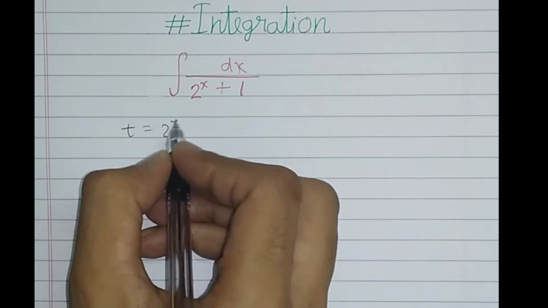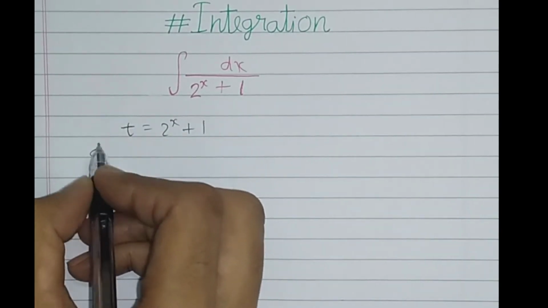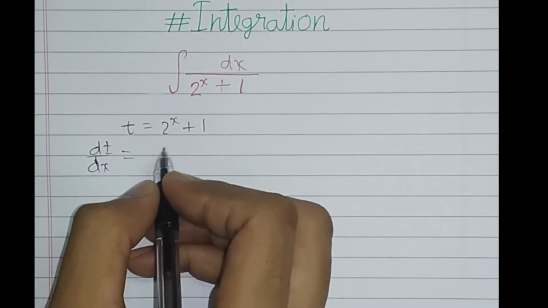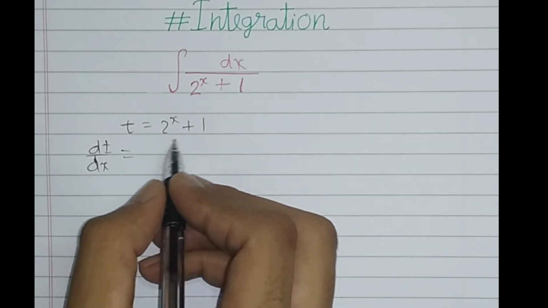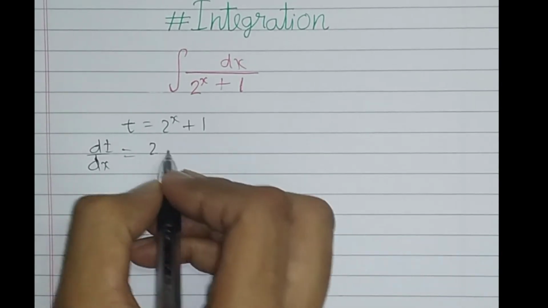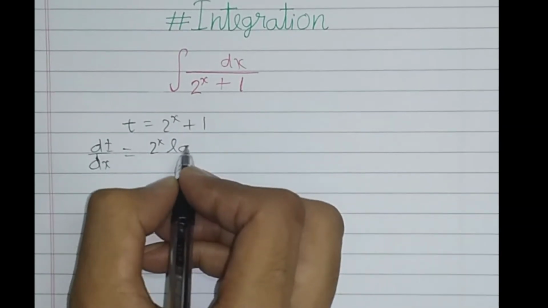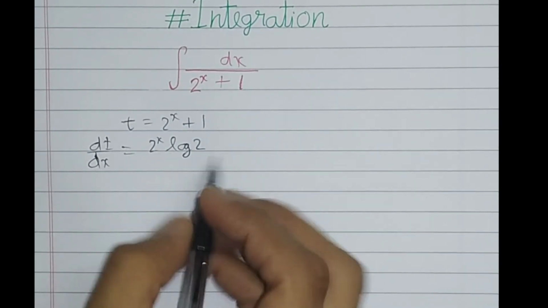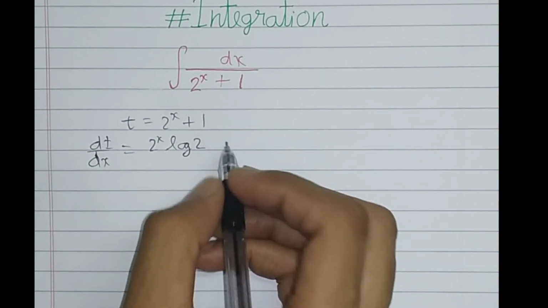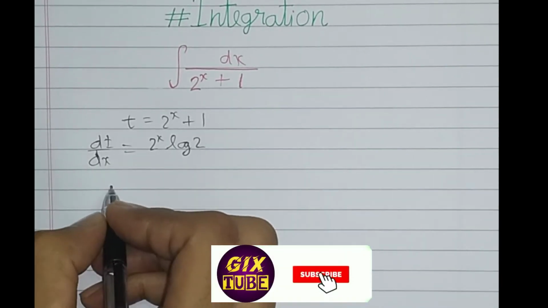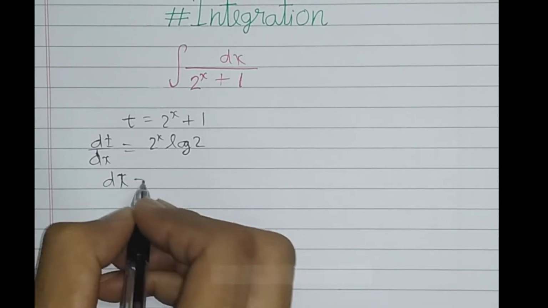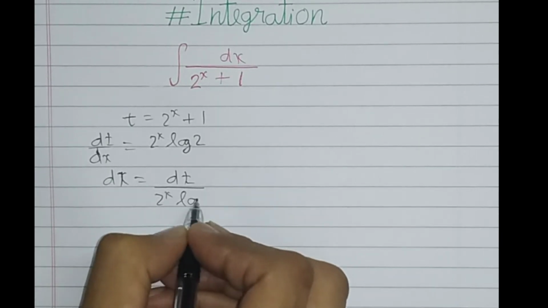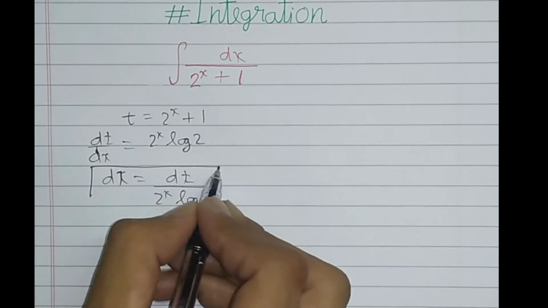Put t equal to 2 power x plus 1 and differentiate it, which will give me dt by dx equals 2 power x. Now what is the differentiation of 2 power x? It is nothing but 2 power x as it is times log 2, where log 2 is the log of the constant number 2, and plus 1 will give me 0, because the differentiation of a constant is 0. So I will get dx equal to dt upon 2 power x log 2. I will get the value of dx.